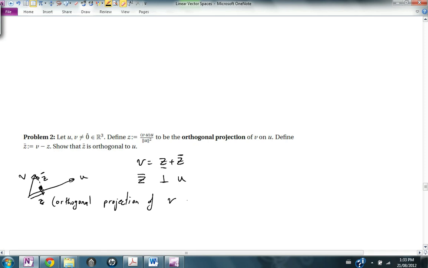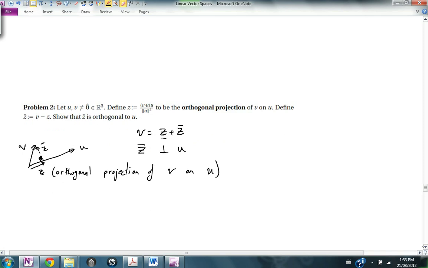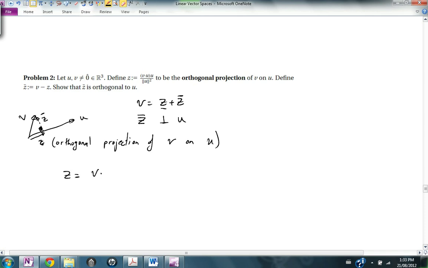Well, z is defined as v dot u divided by norm u squared. This is z. And to prove that this is true, I need to find z bar and show that z bar is perpendicular to u. So z bar is equal to v minus z, since I'm saying that v is equal to z plus z bar. Therefore, z bar is equal to v minus z, which is equal to v minus v dot u divided by norm u squared.